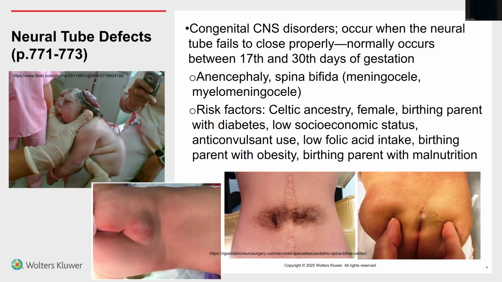So neural tube defects, we typically see neural tube defects a lot due to a deficiency of folic acid, and these are congenital CNS disorders, and it occurs when the neural tube fails to develop or close properly. And you normally see that occur between the 17th and 30th day of gestation. So there are some different kinds of defects that fall under neural tube defects. And the first one I want to talk about is anencephaly.